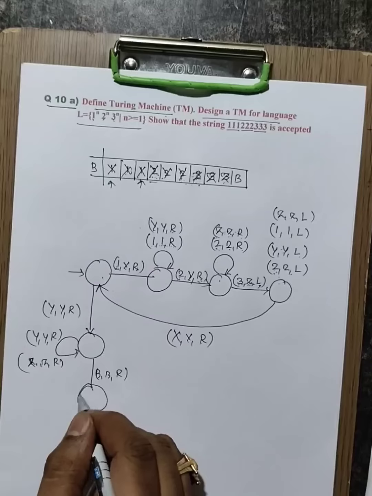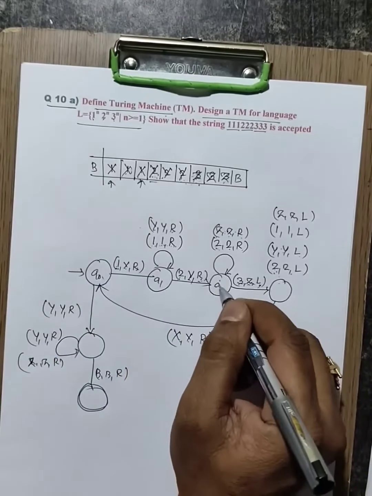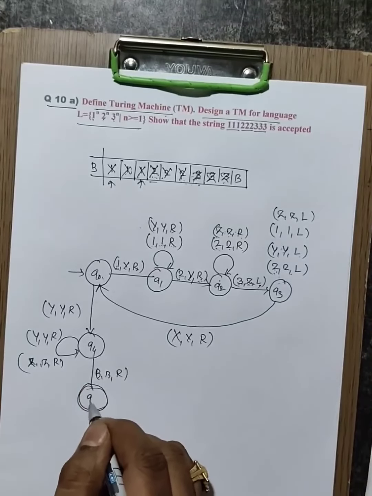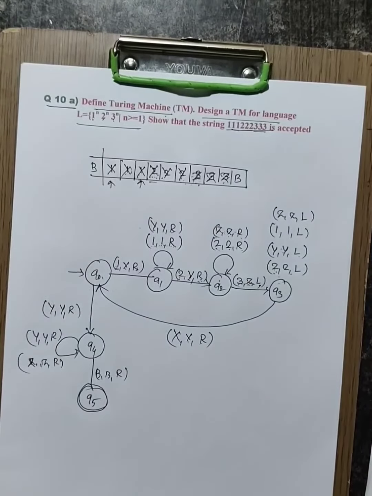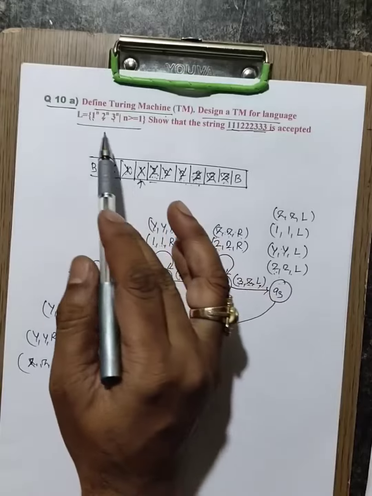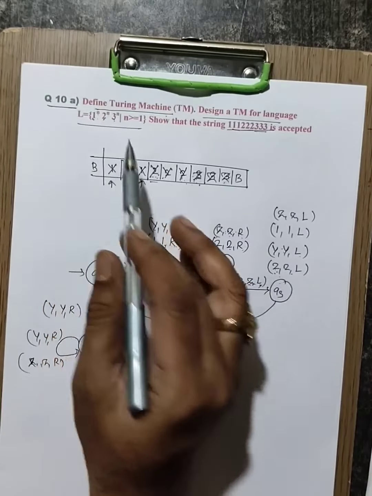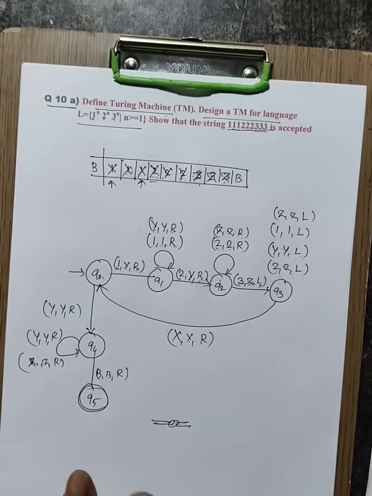And left. But this is called as final state. Q0, Q1, Q2, Q3, Q4 and Q5. This is Turing machine for the language 1 to the power n, 2 to the power n, 3 to the power n. This is solution of second VTU model question papers.